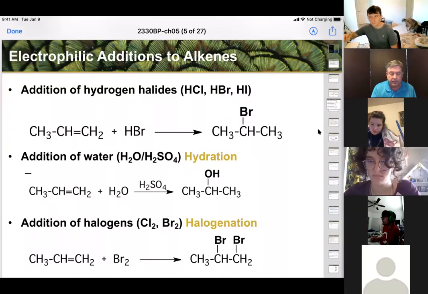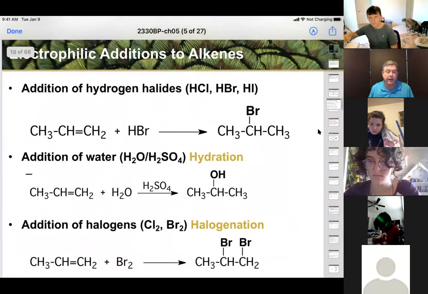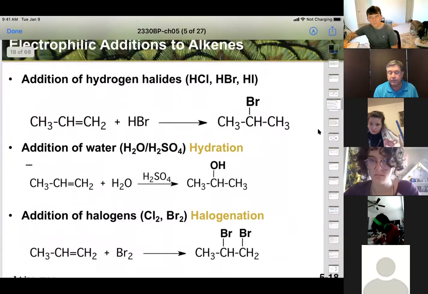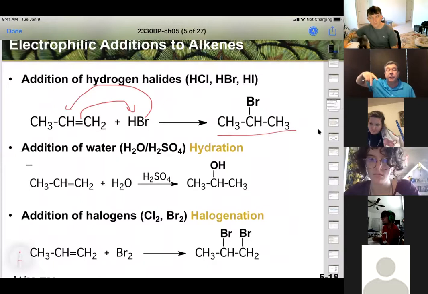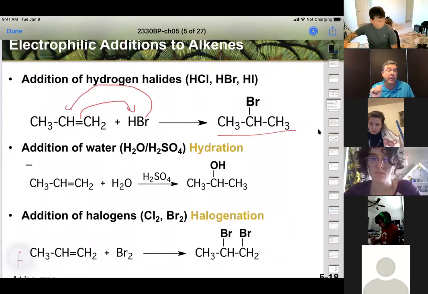Now in the case of this first one, the hydrogen halides, or the HCl, HBr, and HI, the idea is these electrons are going to reach out and grab that hydrogen, and then somehow this bromine is going to end up back on the compound to form a hydrogen on one carbon and a bromine on the other, or the hydrogen on one carbon and the halide on the other. And there's going to be a specific pattern in which they add, and I'll talk to you about that in a minute.